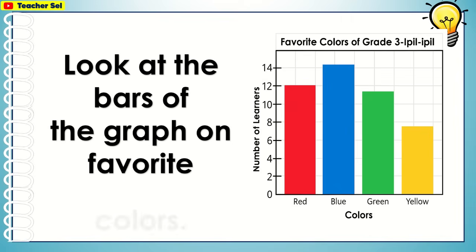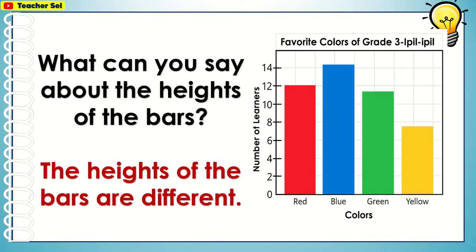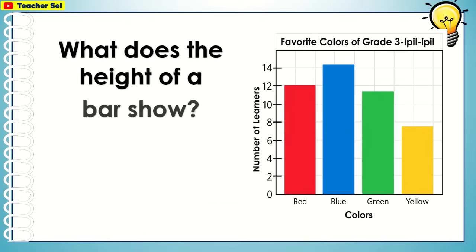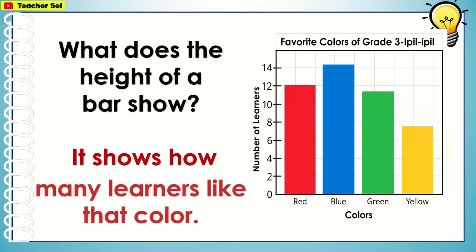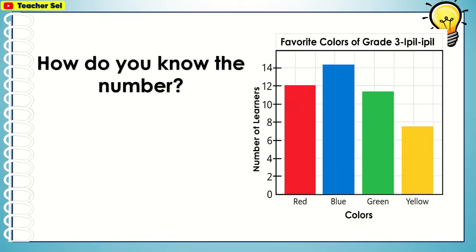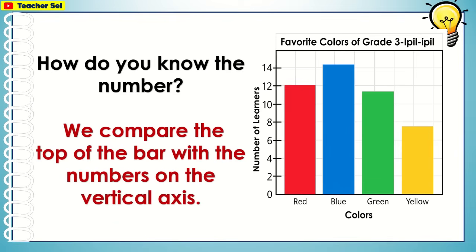Look at the bars of the graph on favorite colors. What can you say about the heights of the bars? The heights of the bars are different. What does the height of a bar show? It shows how many learners like that color. How do you know the number? We compare the top of the bar with the numbers on the vertical axis.